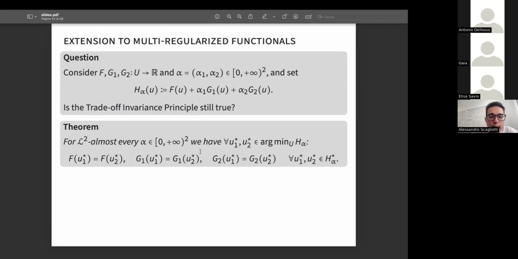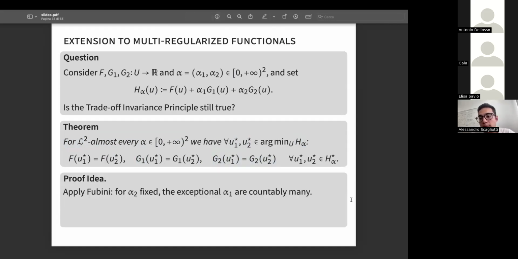The formal statement for the multi-regularized trade-off invariance principle is the following. For Lebesgue almost every choice of alpha in 0 plus infinity squared, whenever we pick u star 1 and u star 2 minimizers of H alpha, then we have the chain of equalities: F is constant, G1 is constant, and G2 is constant on the minimizers.